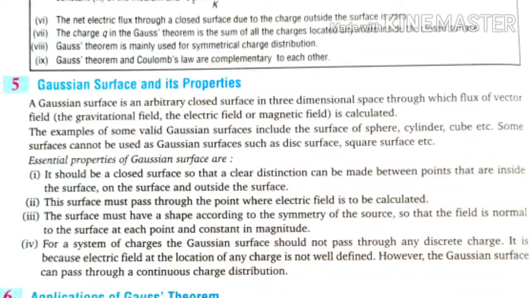Second, this surface must pass through the point where the electric field is to be calculated. At what point do we want to calculate the electric field? That point should be on the Gaussian surface which we will decide. Third, the surface must have a shape according to the symmetry of the source. This I will explain in my next example. And you can read the fourth point also. Okay, stop the video and read this fourth point.